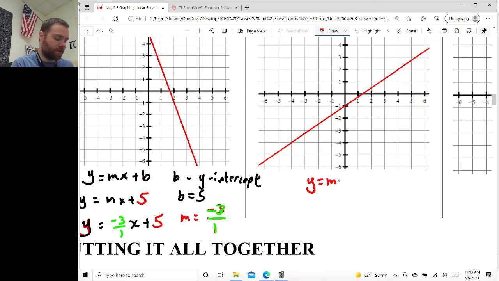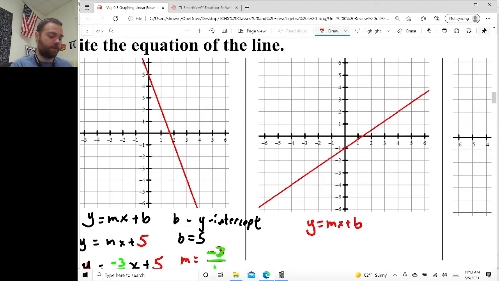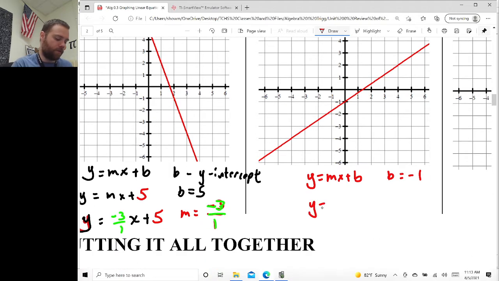So y equals mx plus b. I'm going to see what my b term is. So I'm going to look at this y-axis. All right, my y-axis hits at negative 1. So b is equal to negative 1. So I can rewrite this equation. Y equals mx minus 1.